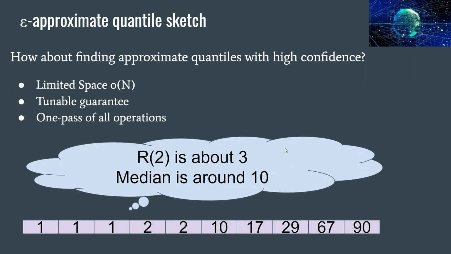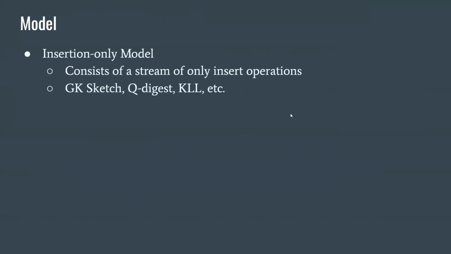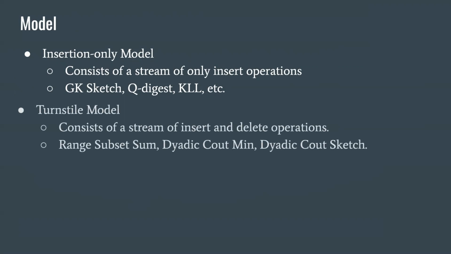Through the past 3 decades of research, several algorithms have been proposed and operate in different models. In the insertion-only model, the input only consists of insertions. Some of the famous sketches that operate in the insertion-only model are the GK sketch, QDigest, and KLL. In the turnstile model, the inputs consist of both insertions and deletions, where deletions were previously inserted. Some of the well-known sketches that operate in the turnstile model are range subset sum, dyadic count mean, and dyadic count sketch.